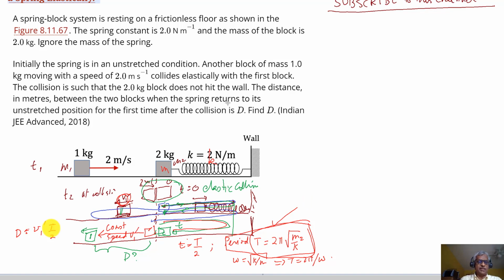So our strategy is, we know T because we know M2 and K. So the thing to find is V1 prime, the speed after an elastic collision. The task is to find V1 prime after the elastic collision.